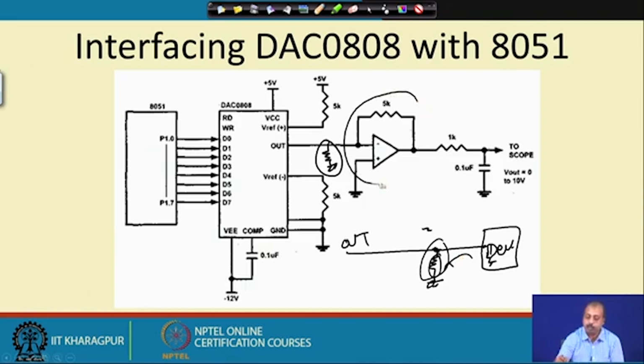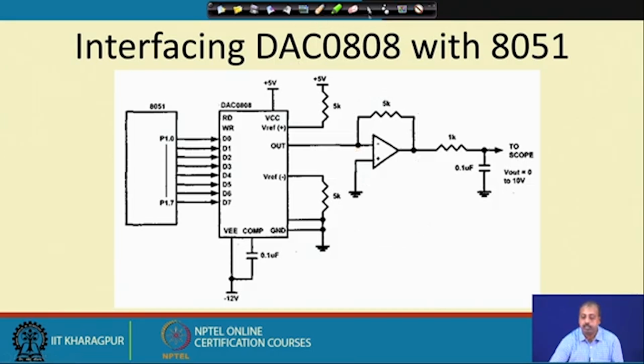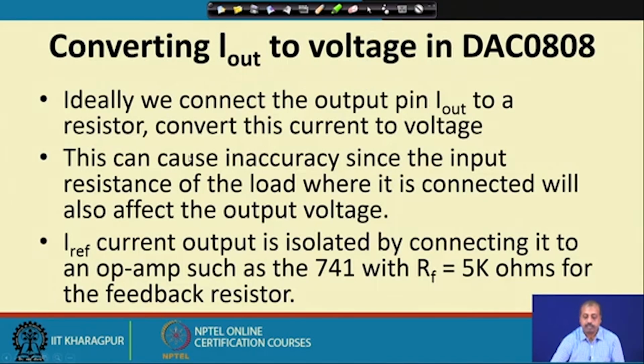That is why this op-amp circuitry has been introduced, so that we can decouple this point from the next device. The IREF output current is isolated by connecting it to an op-amp. For example, an IC 741 op-amp with a feedback resistance of 5 kilo ohms will isolate the output stage from the DAC output. This is helpful for getting proper outputs.